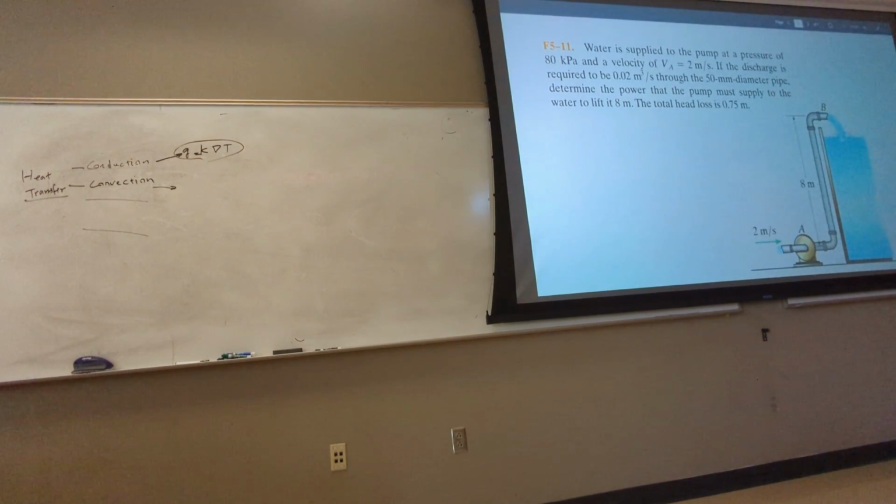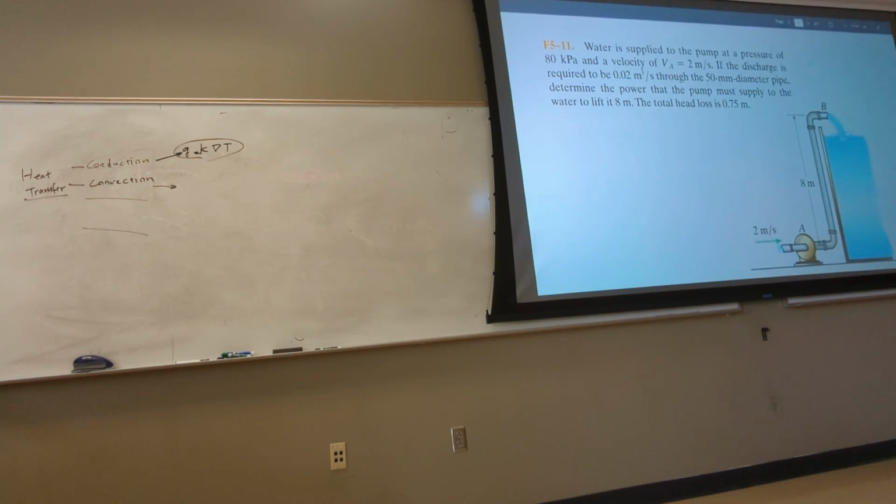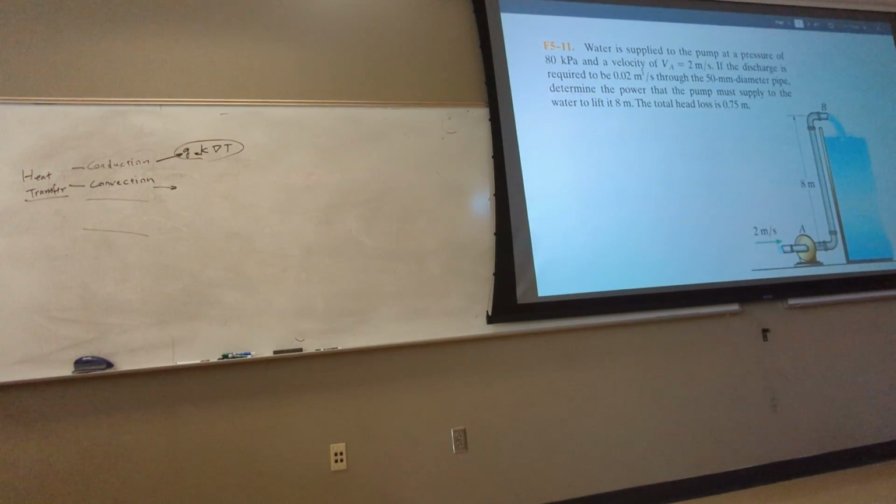So it gives you the discharge rate, but the discharge rate is always just different vocabulary for flow rate, Q. Right? When they say discharge rate, they're talking about Q, which is VA. So it gives you VA, and also gives you the diameter. That means it gives you the A, right? Pi r squared. So you also have V everywhere. So this pump is said to find the power that the pump must supply to the water to lift it 8 meters.